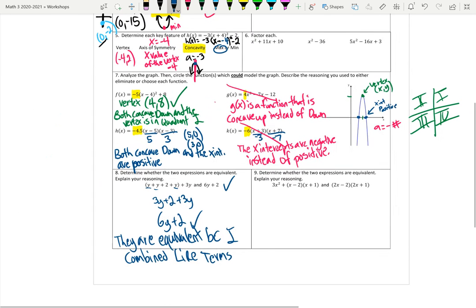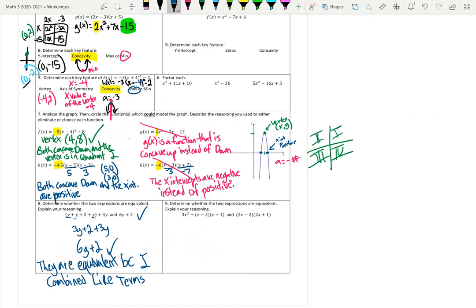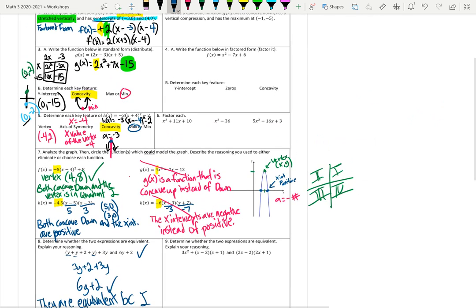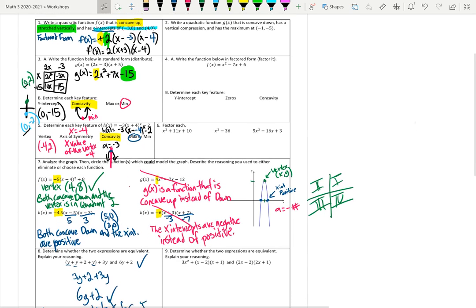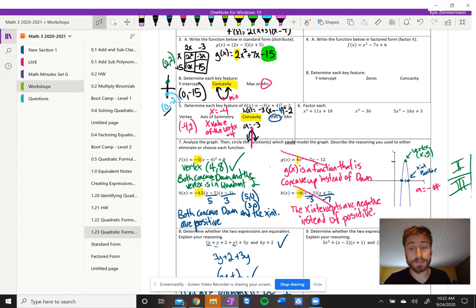All right. I know I didn't go over every problem. That's on purpose. Use this to model and go ahead and complete 2, 4, 6, and 9 on your own. Hope this helps. Good job.